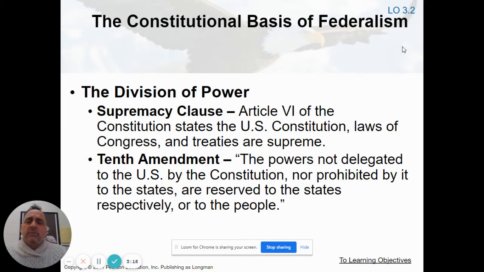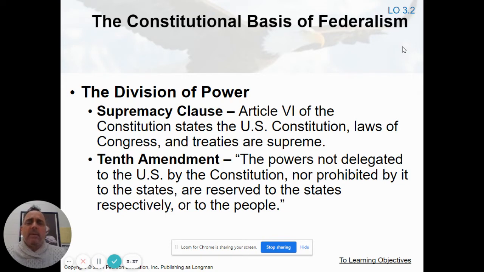And in the Constitution, we do have a couple of things that address specifically the issue between the federal government and the state government. The biggest one is what's called the Supremacy Clause. Article 6 of the Constitution states that the United States Constitution and the U.S. laws supersede all other laws. They are the supreme laws of the land.